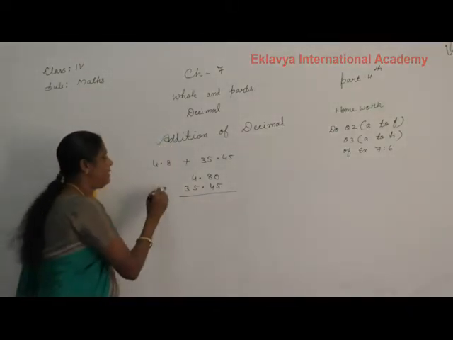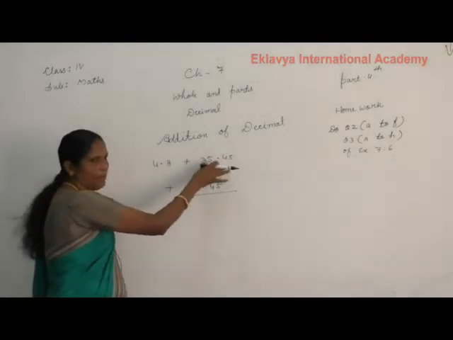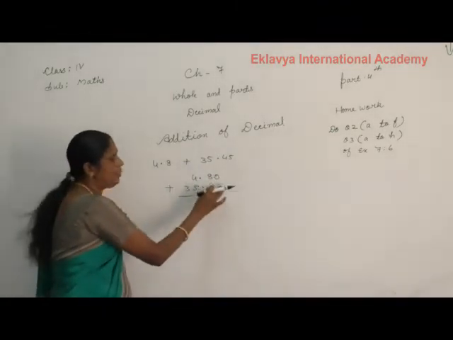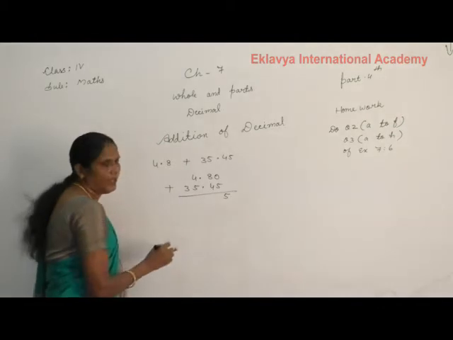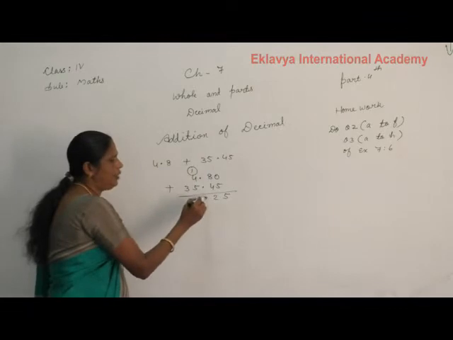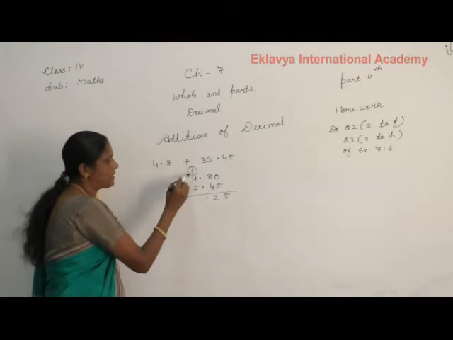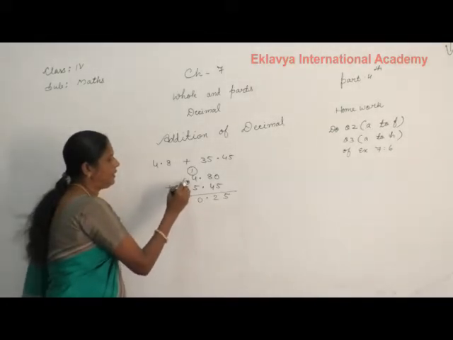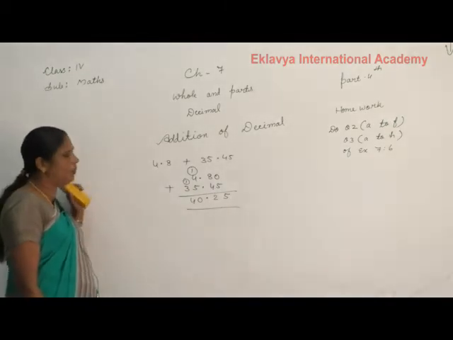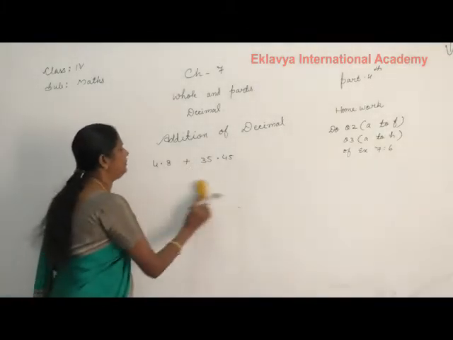Now we add these numbers. First we arrange them as like decimals. Then we add 0 plus 5, 5. 8 plus 4, 12, carrying 1 here. Then you put the decimal point. Then 4 plus 5, 9. 9 plus 1, 10, carrying 1 here. Then 3 plus 1, 4. Our answer is 40.25. Understand it? Then one more question.